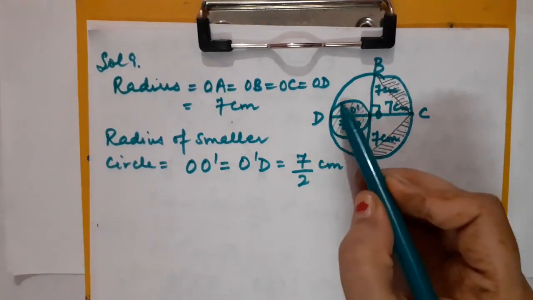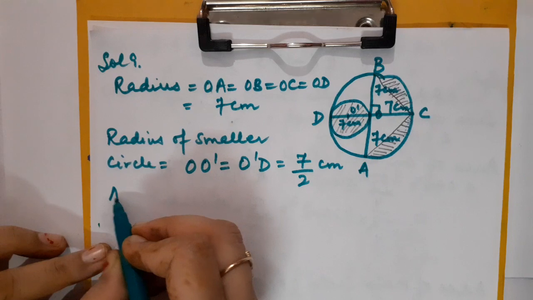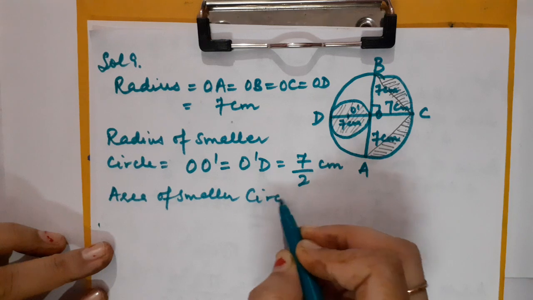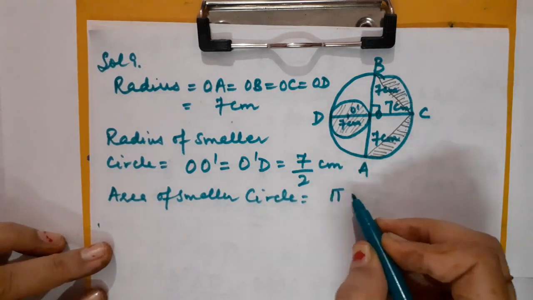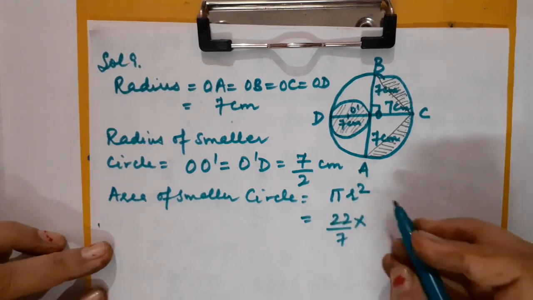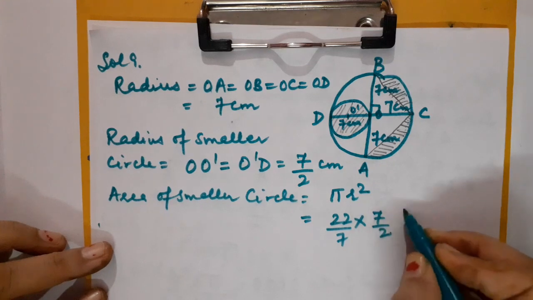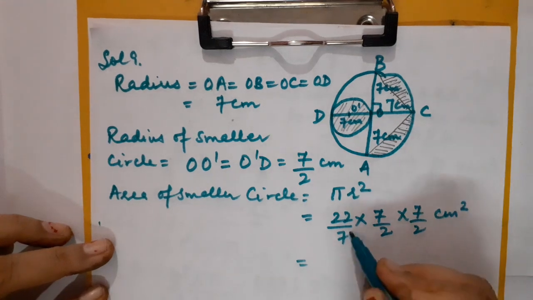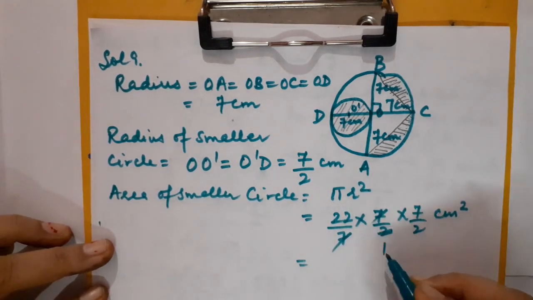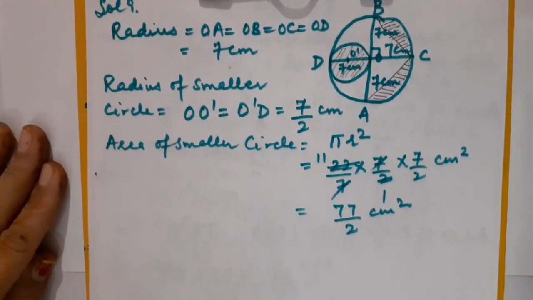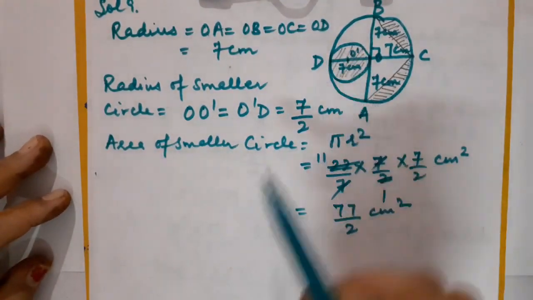Correct, children? Now I will be calculating the area of this smaller circle. Area of smaller circle, the formula you know, that is pi r square. The value of pi is 22 by 7, and the radius is 7 by 2 into 7 by 2 centimeter square. 7 and 7 are going to be cancelled, 2 ones are 2, 11s are 11. So I have got 77 upon 2 centimeter square. This is the area of the smaller circle.